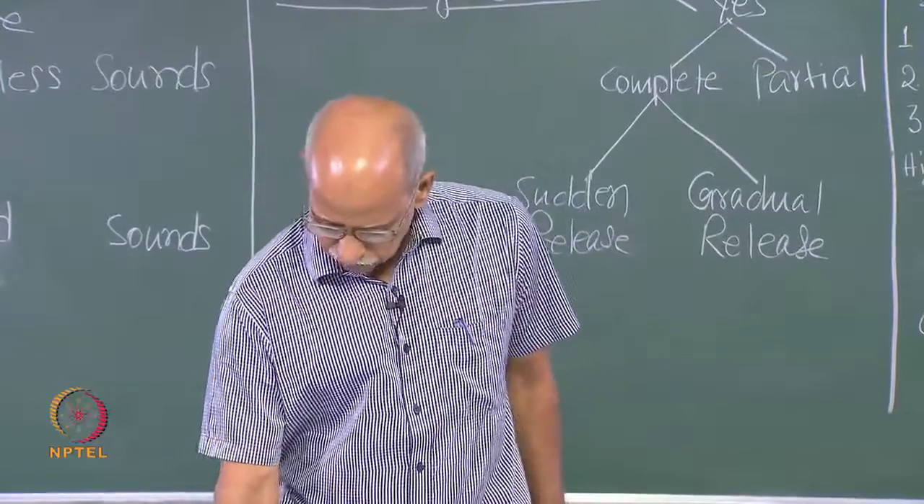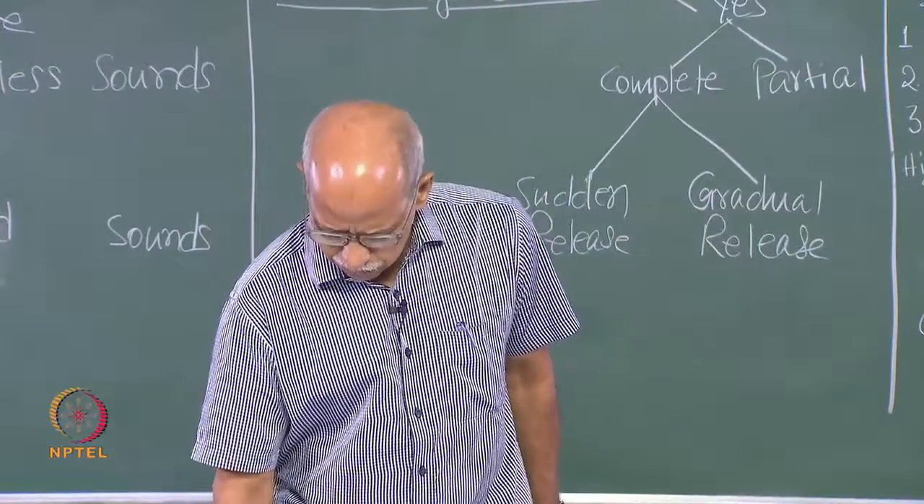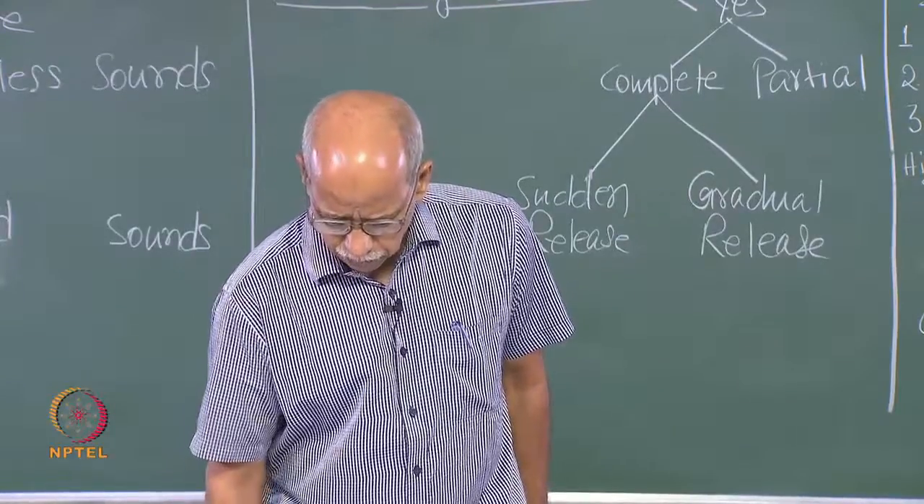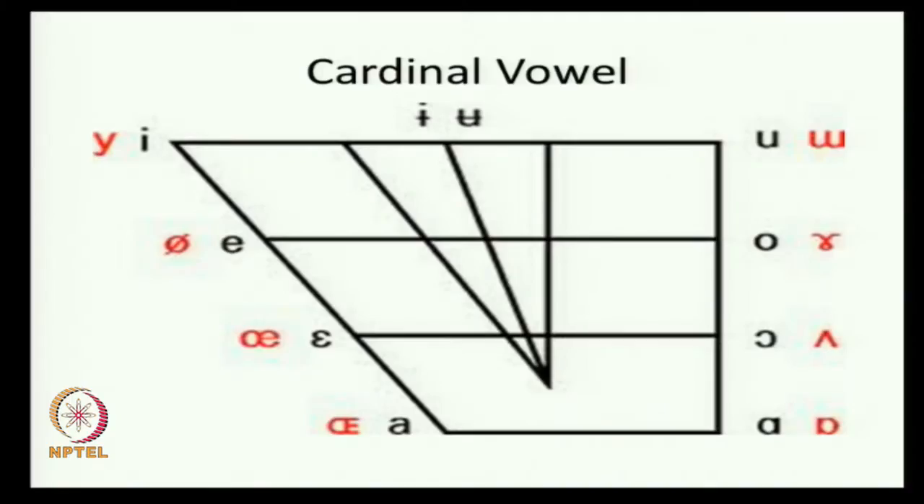Okay? We'll finish in a few moments. This is the shape that the cardinal vowels will look like. If you draw a diagram, these are the cardinal vowels. Look at the letters in black. They are E, U, A, O, A, O, A, A. Okay, there are some letters in red, I will tell you in a minute.